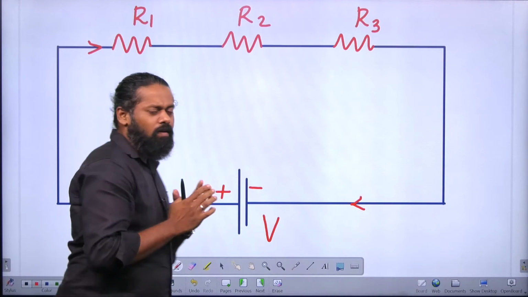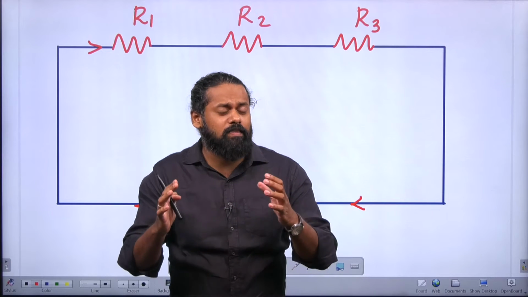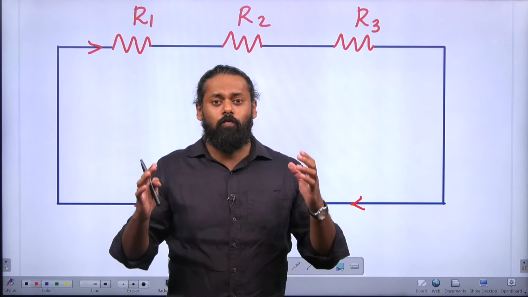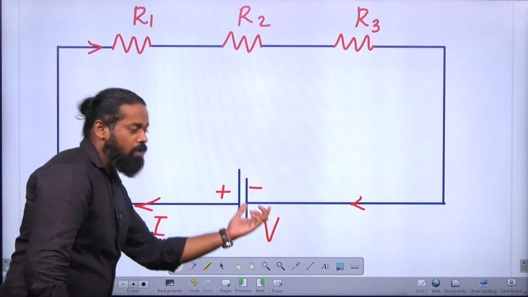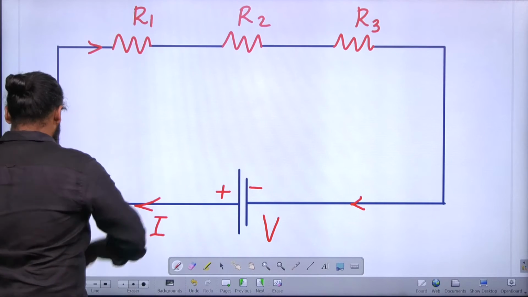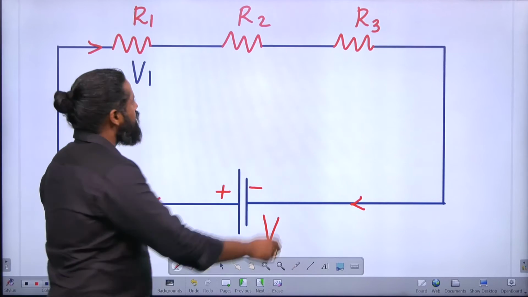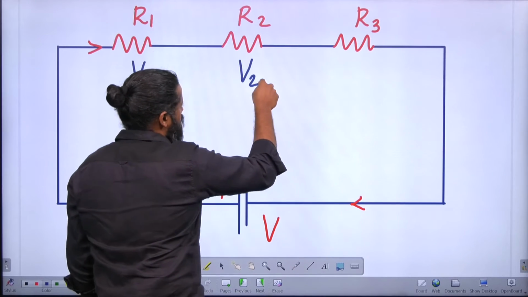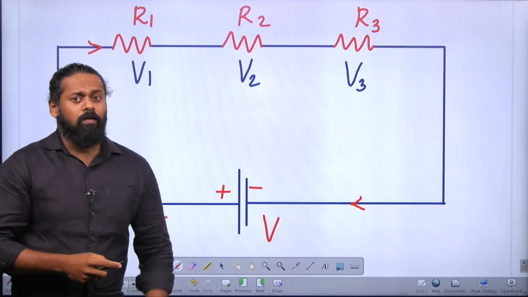First of all, when you connect resistors in series, that can act as a voltage divider. What do you mean by voltage division? Whatever voltage you are applying here will get distributed here. That means here you will get a voltage V1 across this R1, V2 across this R2 and V3 across R3. We can apply Ohm's law.